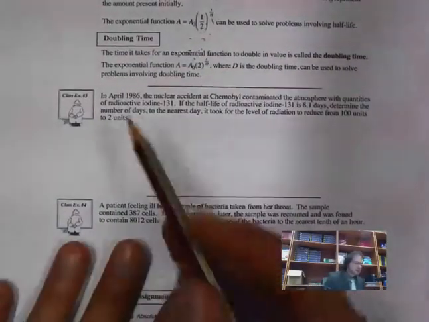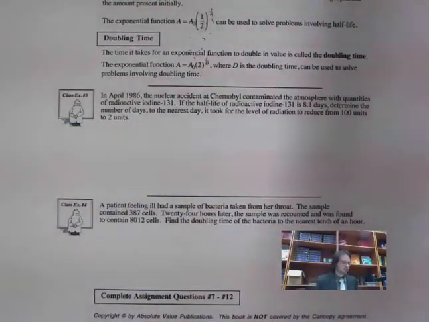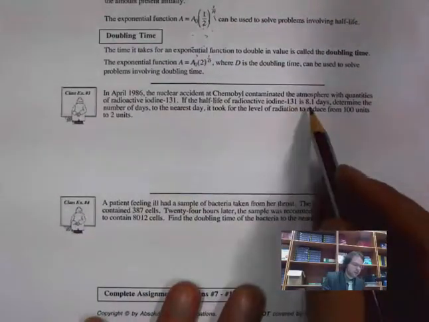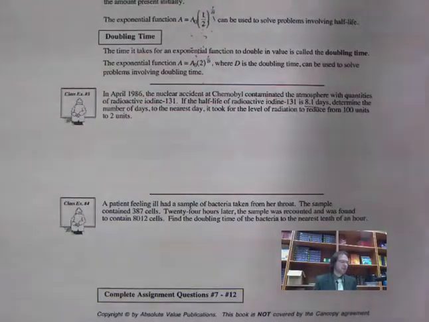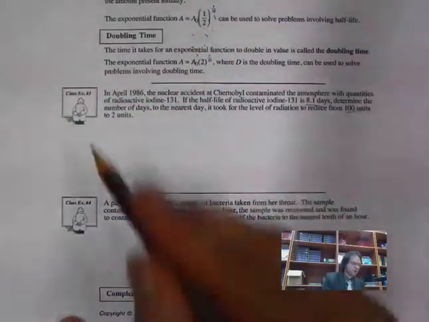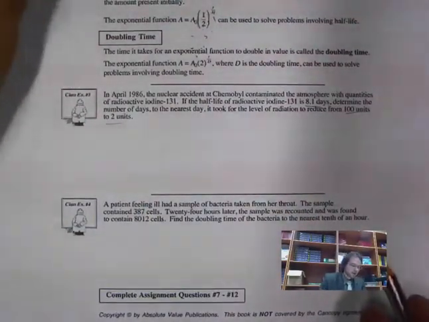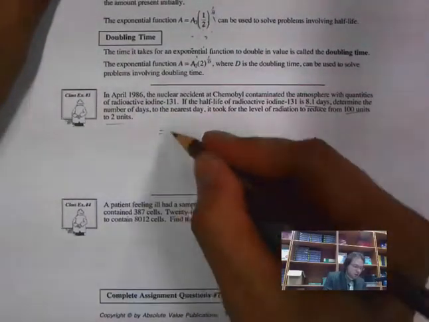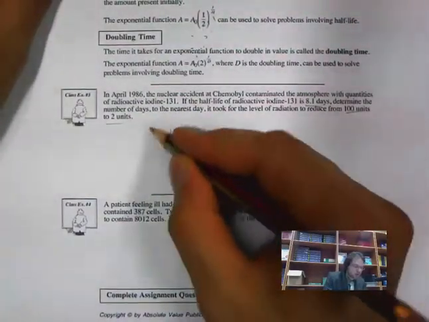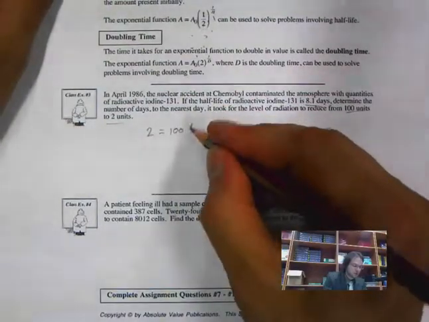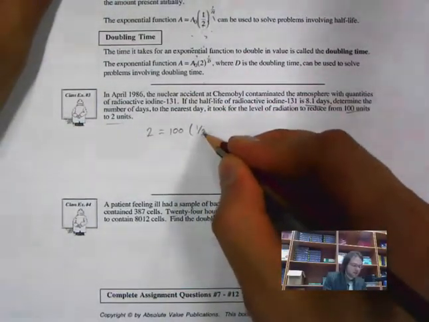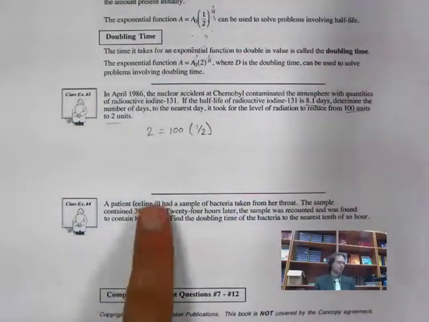Okay, so it says, in April 1986, a nuclear accident in Chernobyl contaminated the atmosphere with quantities of radioactive iodine-131. If the half-life of iodine-131 is 8.1 days, determine the number of days to the nearest day it took for the level of radiation to reduce from 100 units to 2 units. Okay? So, we have initially 100 units. We want to know how long it takes to go to 2 units. We're looking at the half-life of this. So it's 0.5 every time we're going to be halving that.